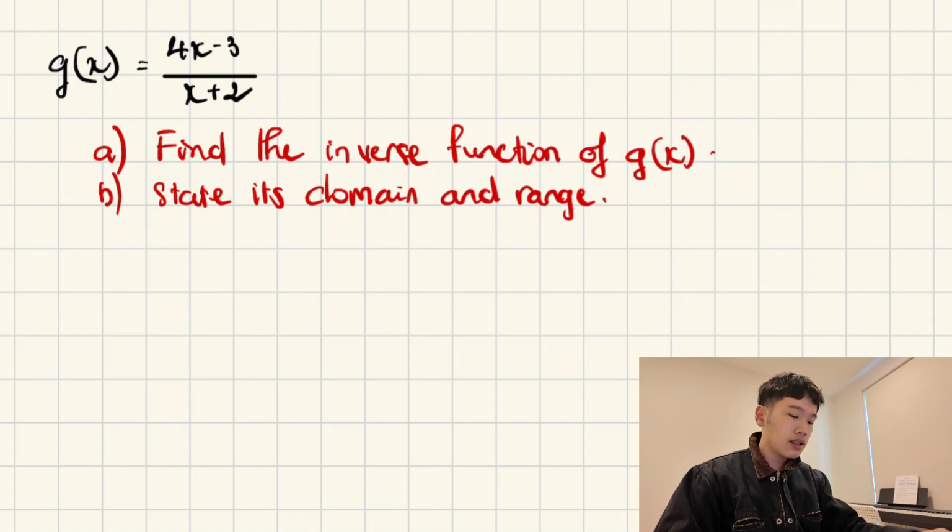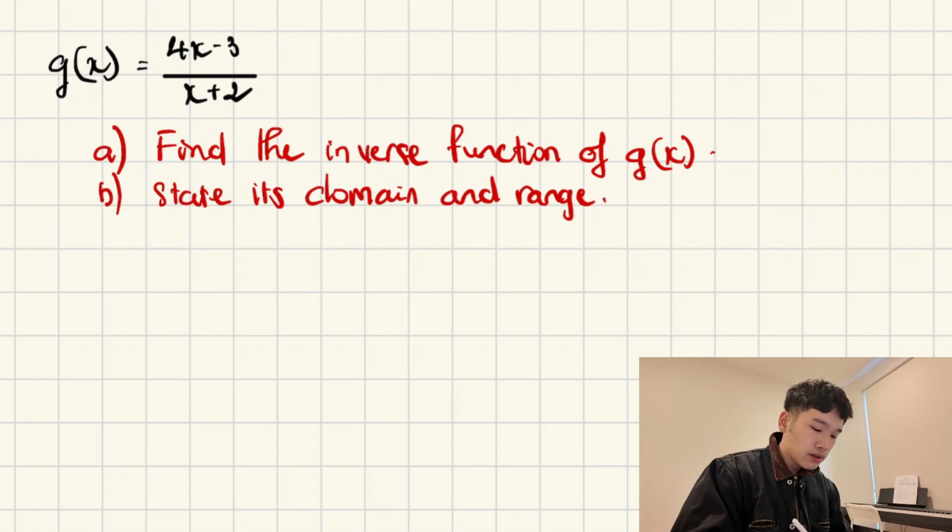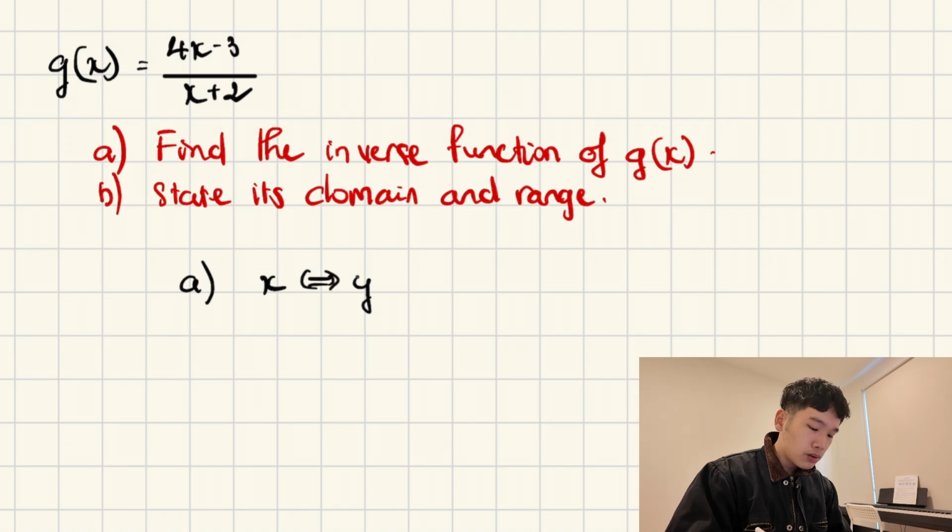Okay, so the first thing that you want to do for an inverse function is you want to switch the x and the y. So first off, you want to write x swapped with y. So that's the swap symbol.